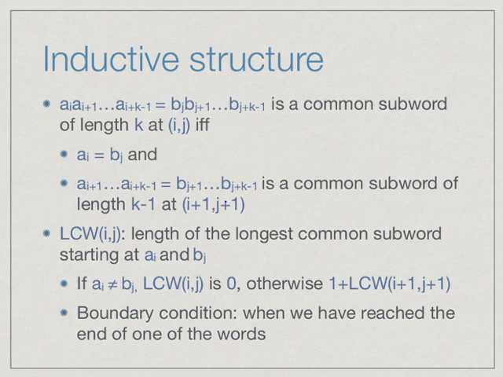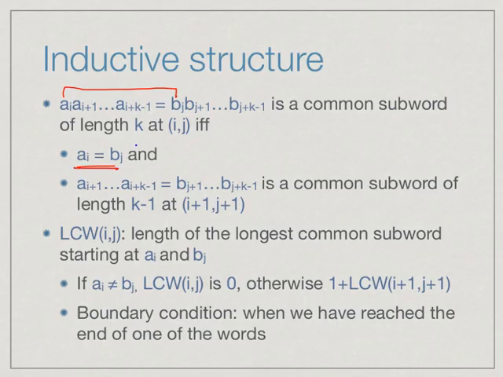So what is the inductive structure? Well, we have already kind of seen it. When can we say that there is a common subword starting at ij of length k? Well, the first thing is that we need this ai to be the same as bj. So I need this condition.